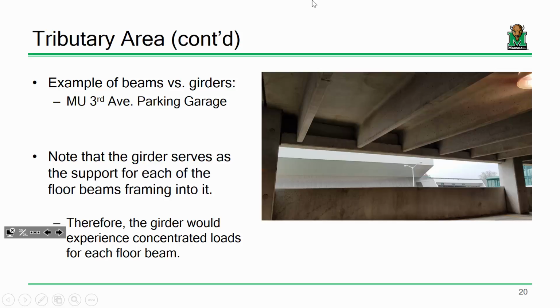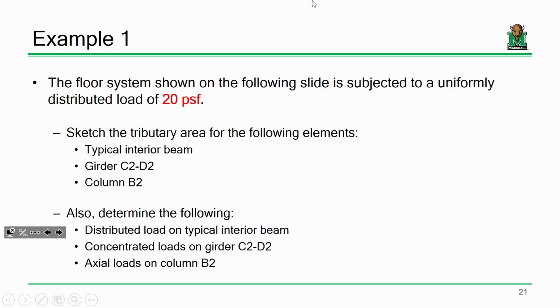The other important aspect of tributary area is that whole hip bone connected to the leg bone thing. The idea that this beam, for instance, is going to see basically a uniformly distributed load, and then the support reactions from that floor beam are going to be distributed to the girders that it's coming into. So this transfer girder here would see point loads, whereas the floor beams would see a distributed load. Making sure you're understanding that is fairly important.